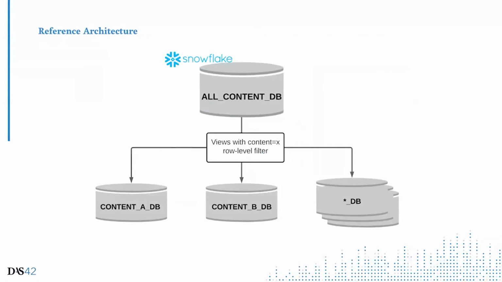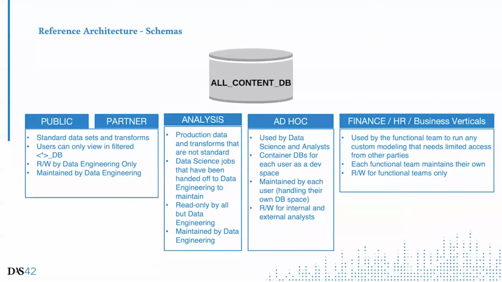So let's look at this from the client's database structure. How they have it set up in their Snowflake is starting with really the parent master all content DB. From there, they actually create filtered views with a row level filter for content equal to X. This creates content specific databases that they're able to use to leverage extreme granularity of roles, permissions, and access. So that parent or master all content DB.